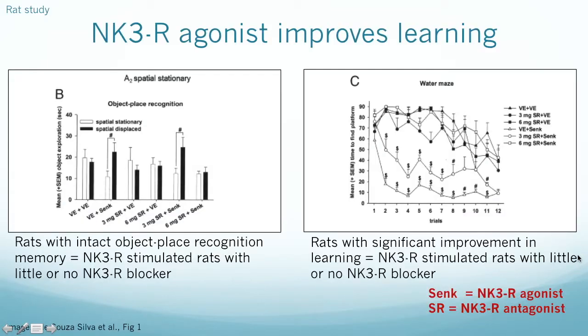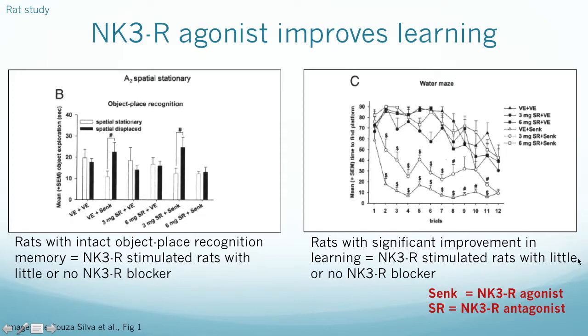So as mentioned earlier, there were basically two studies in this one paper, a behavioral study in rats, as well as a genetic association human study. Here are results from the behavioral study in rats. On the left are the results from the object place recognition memory task, and on the right are the results from the Morris water maze task.